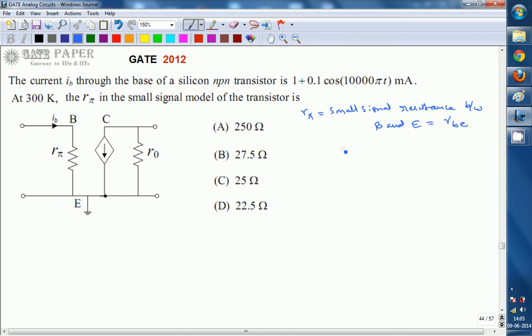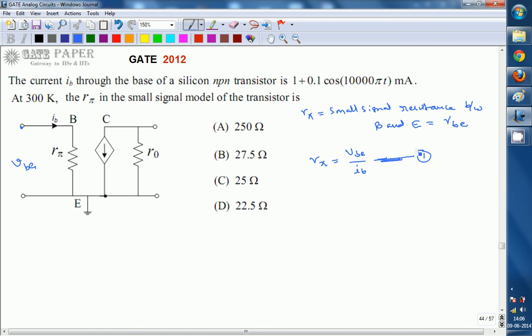So RBE or R pi can be written as: small signal resistance is nothing but small signal voltage divided by small signal current. So the small signal voltage between base and emitter, this is base and this is emitter, is VBE, and the small signal current is IB. So R pi can be written as VBE divided by IB. We will write this as equation 1.